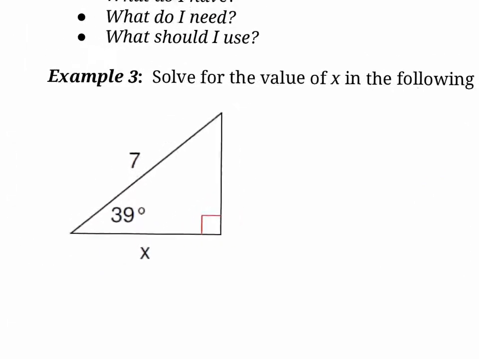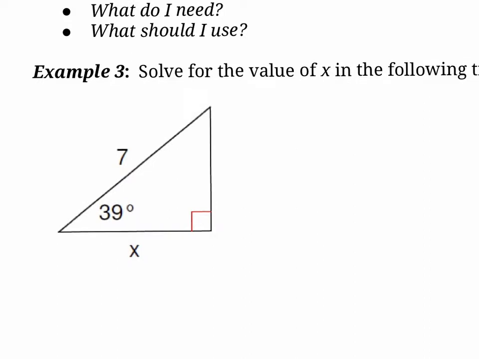So here's an example. First of all, we've got a right angle triangle, which means we can use the trig ratios sine, cos, or tan. We can only use those if there is a right angle triangle. So we've got a right angle triangle. What should we use, sine, cos, or tan?